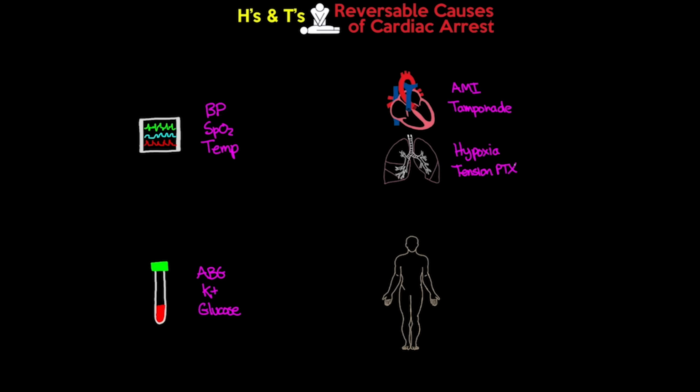And then finally, if we just take a look at the whole body, here we're considering things like trauma and toxins. So hopefully that helps you guys out and gives you a different way of looking at this, to give you another way to make sure that you remember what those reversible causes are. Because again, in that high pressure, high stress situation of your patient coding, the last thing you want to be thinking about is putting forth mental energy trying to remember and recall these.